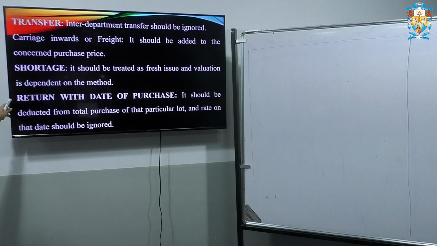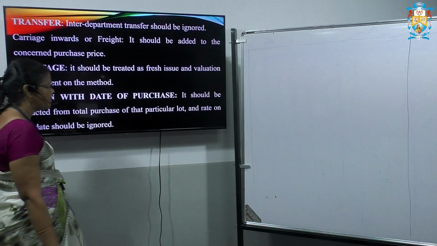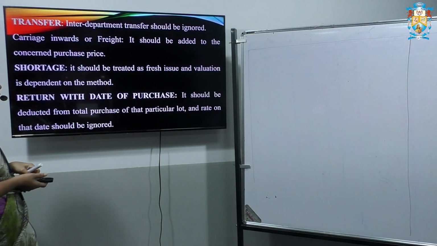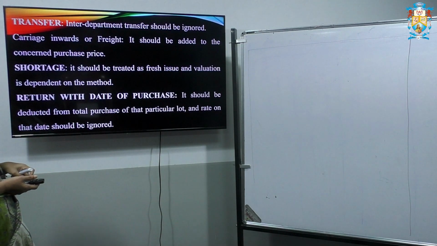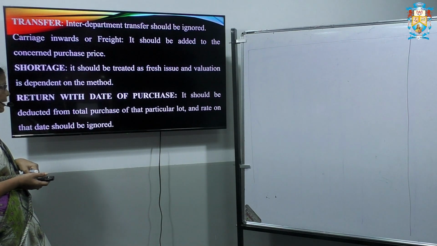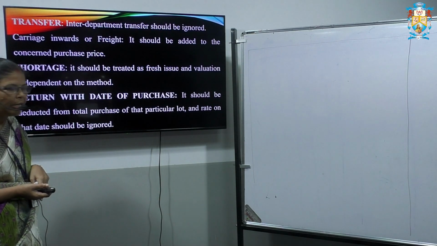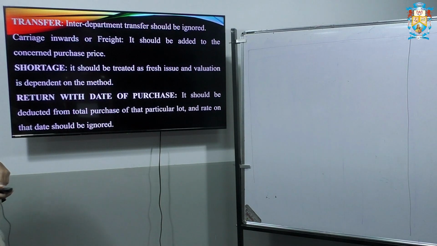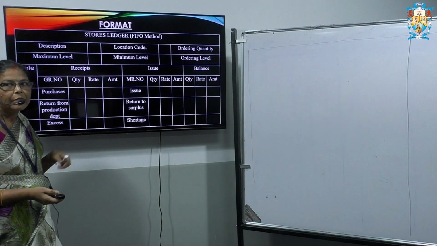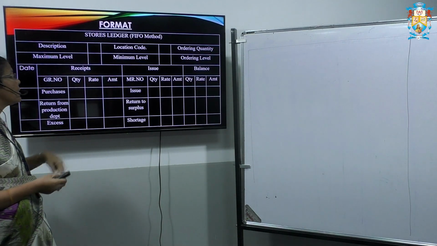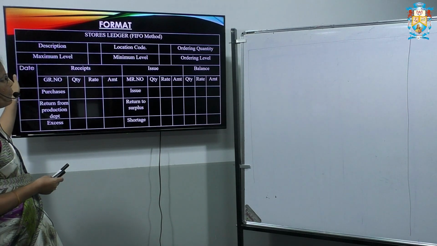Shortage: always shortage should be treated as a fresh issue, and valuation is dependent on the method. A return with the date of purchase should be deducted from the total purchase of that particular lot, and the calculation should be taken at the rate at which it was calculated. So this will be the main format regarding the calculation of stores under the FIFO method.